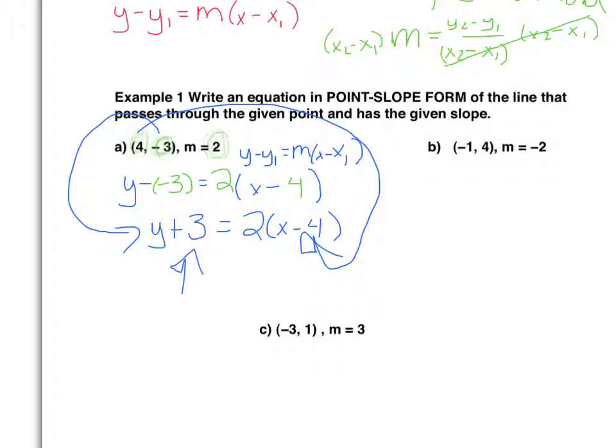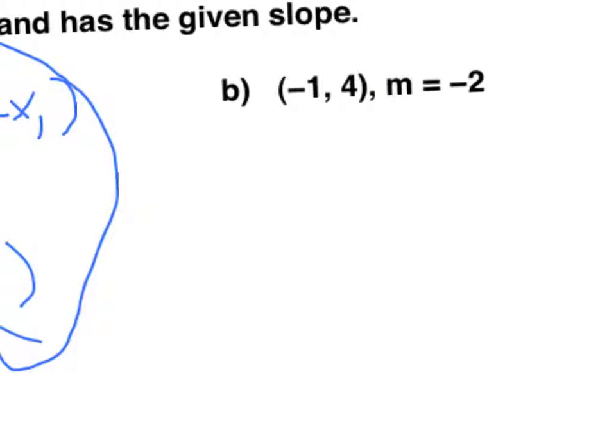Your slope stays the same always. Okay, so try B and C. Again, like I said, I'm going to go through them a little bit quicker, but you guys should be just fine going through these. Okay, so when you try this one, we simply plug in the numbers.